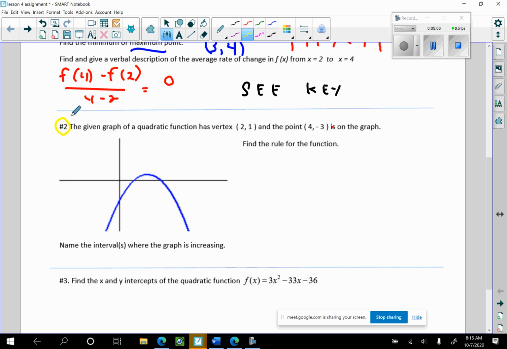Concentrate on number 2. The given graph, the quadratic function has vertex (2, 1), and the point (4, -3) is on the graph. Find the rule for the function. It doesn't tell you to find the vertex form or the standard form, so let's just find the vertex form. What we want to do here is find this form right here.